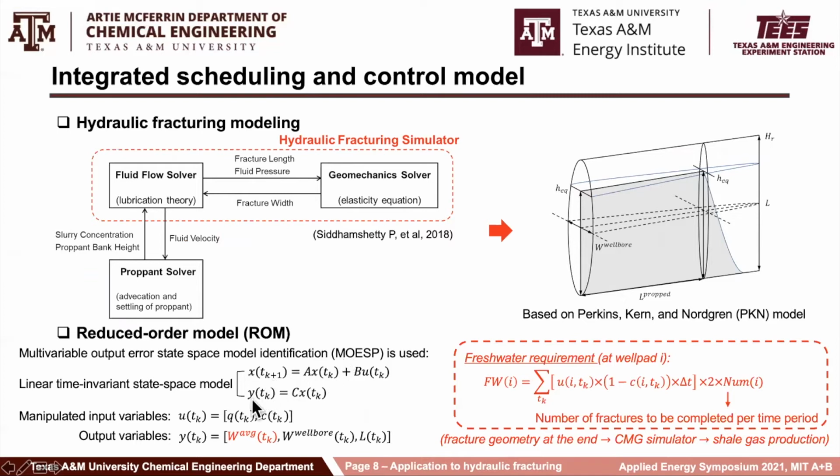The input variables are the pumping profile, including the flow rate and proppant concentration, and the output variables are the average fracture width, average fracture width at wellbore, and fracture length. Note that in practice, this average fracture width is unmeasurable and thus needs to be estimated through a Kalman filter. Also, the freshwater requirement can be directly calculated using the pumping profile, while the fracture geometry is used as the inputs to the CMG simulator to predict the corresponding shale gas production.